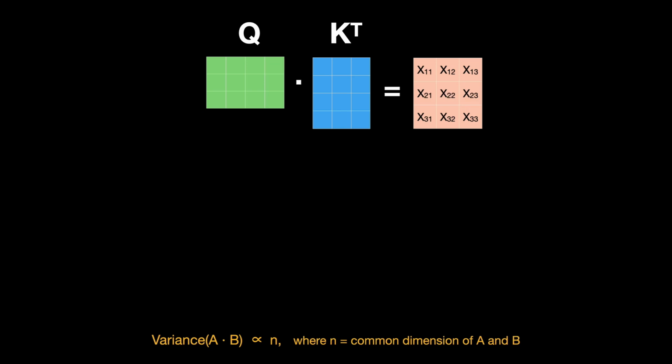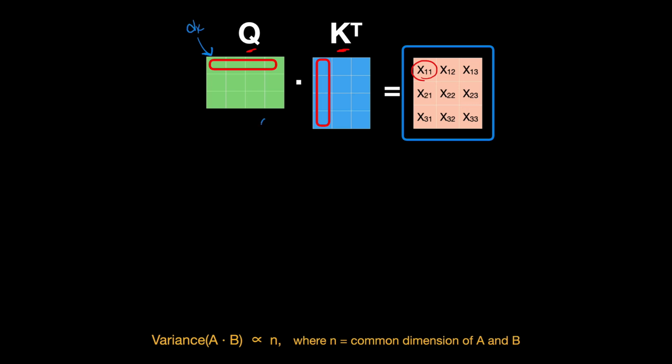What do I mean by that is, let's say here we are multiplying two matrices Q and K transpose. In this matrix multiplication, the value x11 is obtained by multiplying this vector with this vector. And the overall variance of the values in this result is directly proportional to the dimension of this vector. And this dimension is our dk.